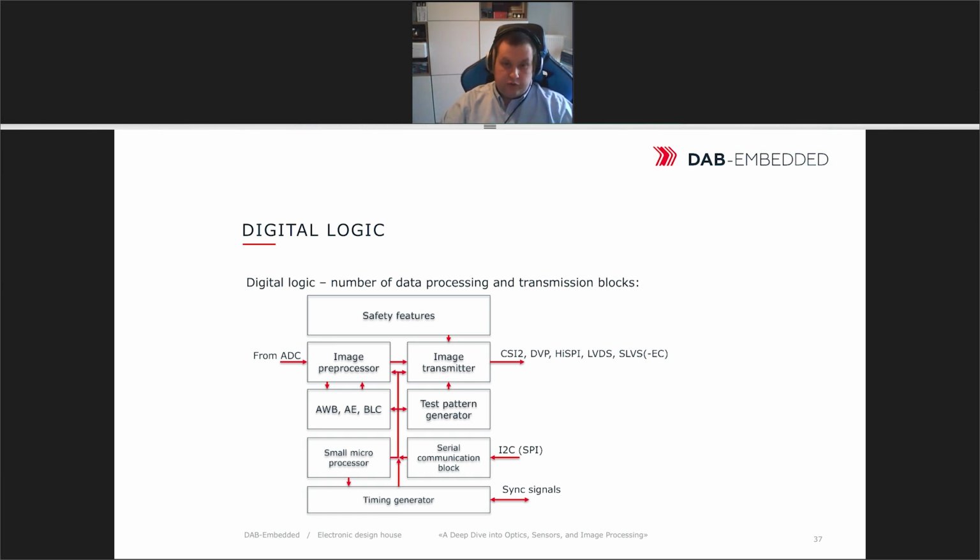Typically, a sensor also has a test pattern generator, especially used if you want to test your interface. You're not sure if this interface is working fine and so on. Test pattern generator is used for that. There is also a timer generator, which allows us to synchronize the camera with other cameras or a host processor, and also provides timings for the ADC and readout block. Some automotive sensors have safety features. That is also part of the digital logic block.